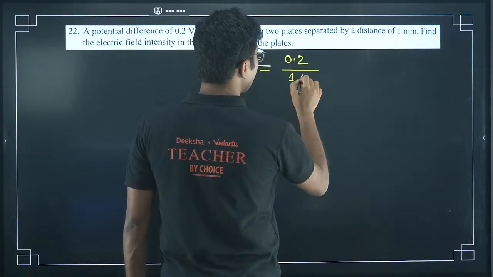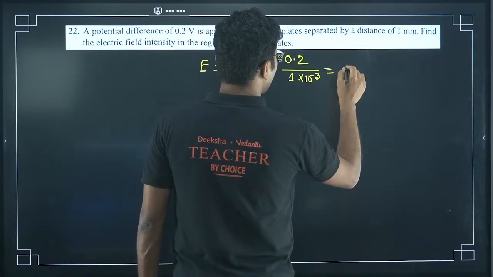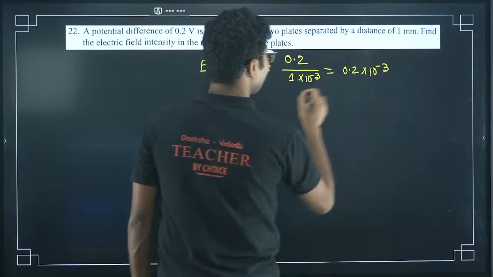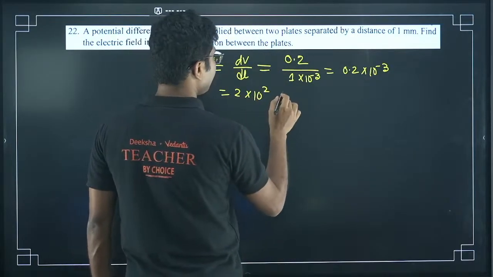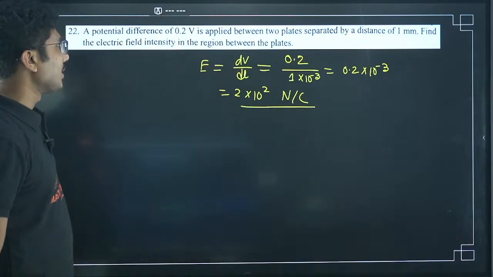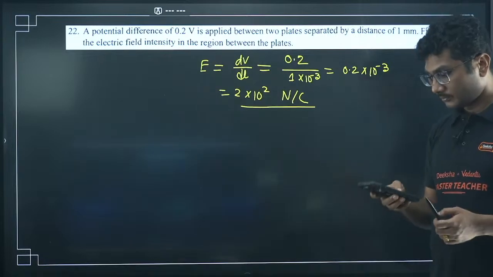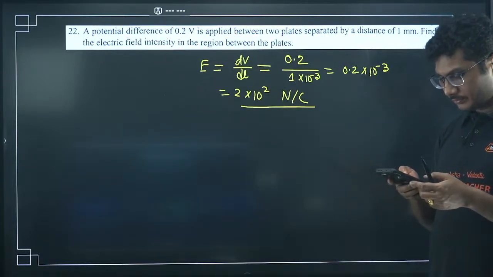1 millimeter means 1 into 10 to the power of minus 3. So it will be 0.2 divided by 10 to the power of minus 3, that is 2 into 10 to the power of 2. Okay, so this is the answer: 2 into 10 to the power of 2 Newton per Coulomb, right? Any other question?